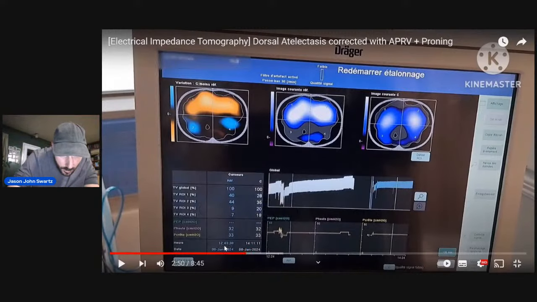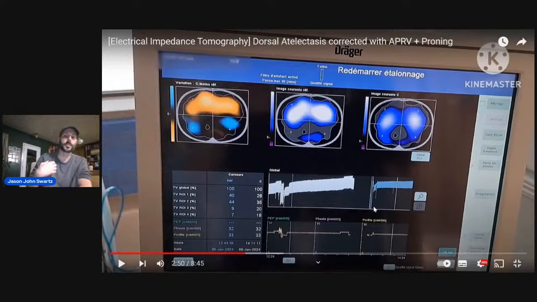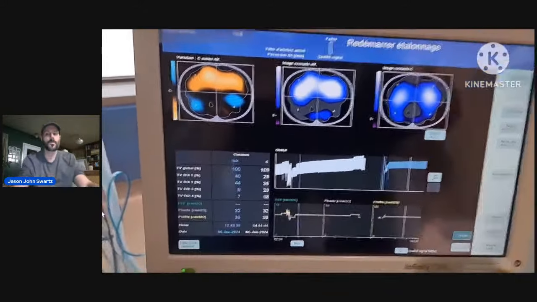If you look here, it says 12:43, and by this time it's 14:11. So it's not even 2 hours. Volume.